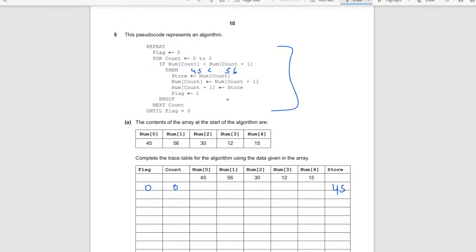Do you guys understand that? Here the count in this case will be 0, 1, 2, 3, yeah? And these are the ones. They've given us, if it's 0, then it's 45. If it's 1, it's 56. So the first one, the count is 0. When it's num 0, it will be 45, and when it's num 1, it will be 56. So is 45 less than 56? It is. So after it's less than 56, store will be num 0, the current num value. Do you guys understand that? That's quite straightforward.